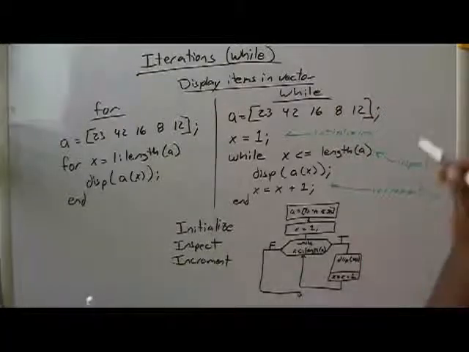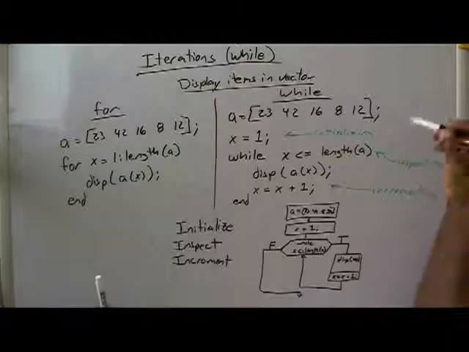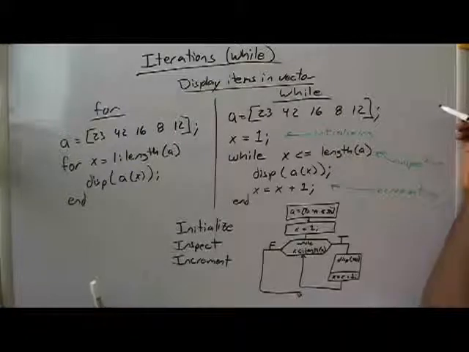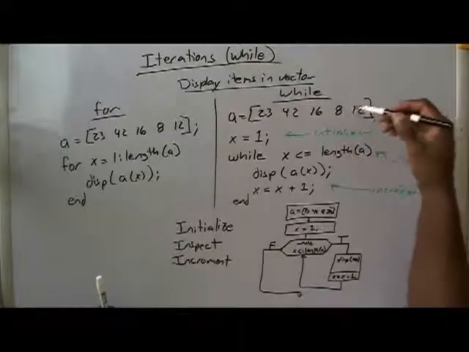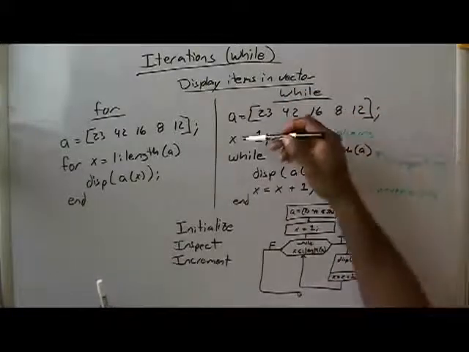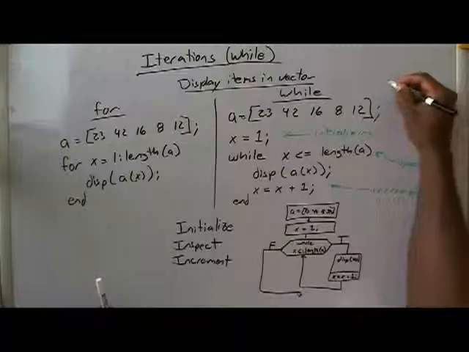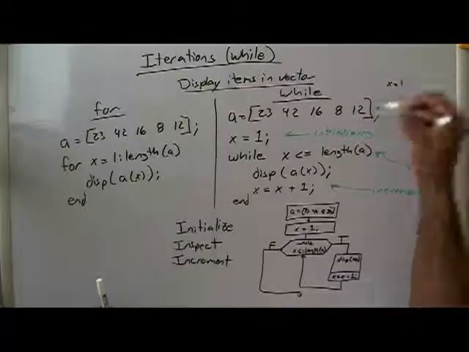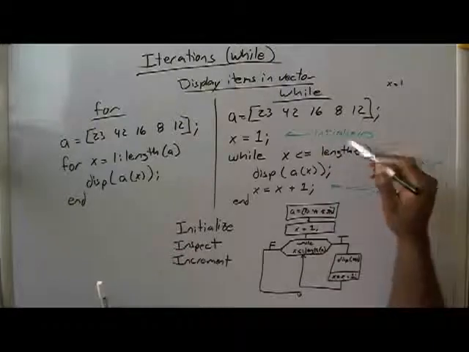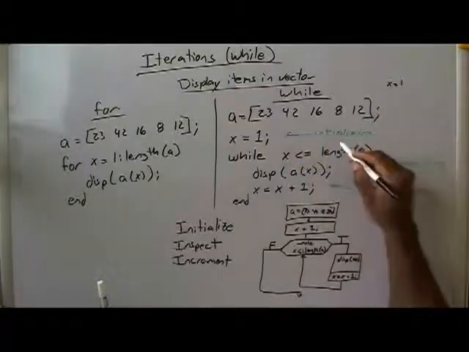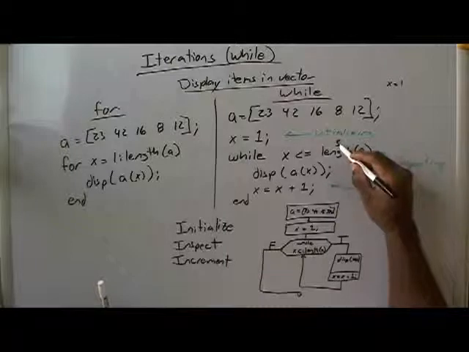Now, if you will, up here in the right-hand corner, let's try to track the variables and see what's happening here. So we set a equal to 23, 42, 16, 8, and 12. x equals 1. So when we come out first, x equals 1. While x is less than or equal to the length of a. Well, the length of a is 5: 1, 2, 3, 4, 5 here. So let's put 5 there. So the length of a is 5.